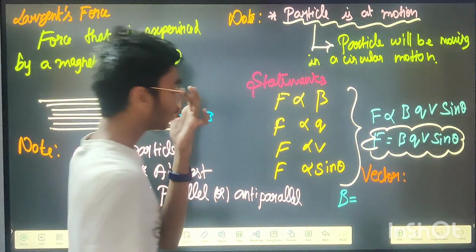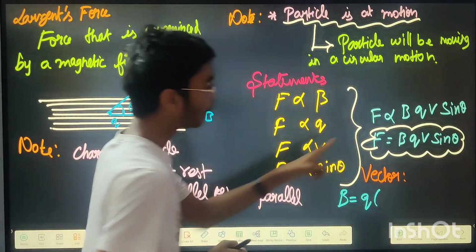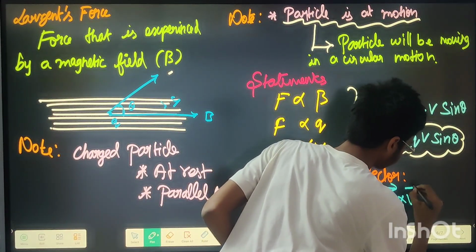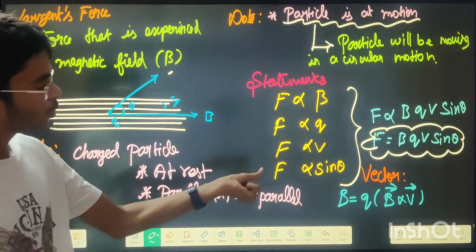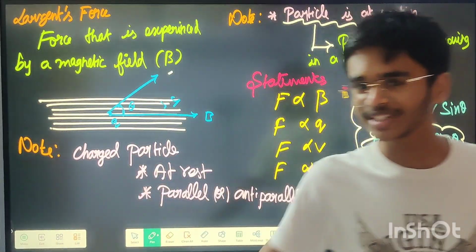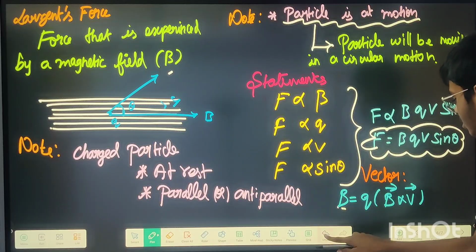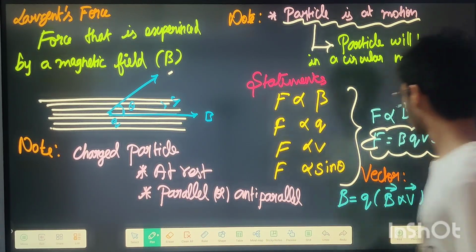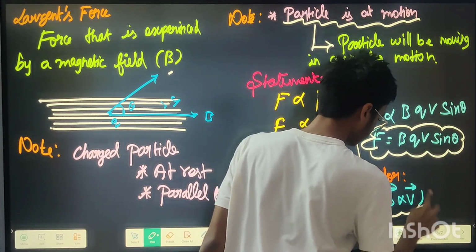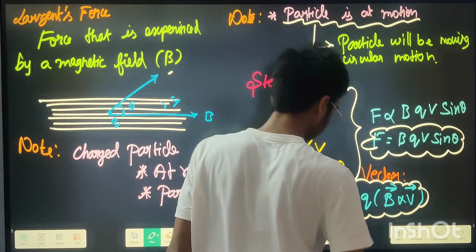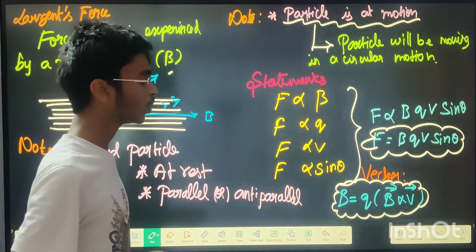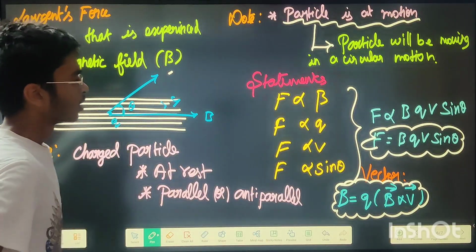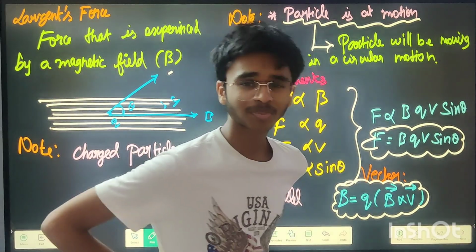B is equal to Q into B cross V. Okay, B cross V. Now you got it. B is equal to Q into B cross V. That's it. Very simple, right? So B is equal to Q into B cross into V. That's it. Now my backbone is paining.